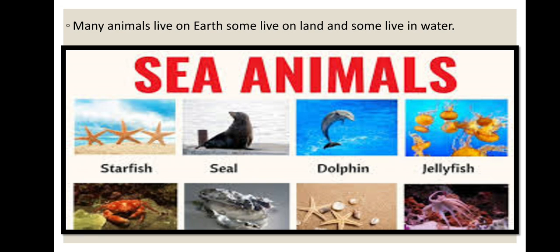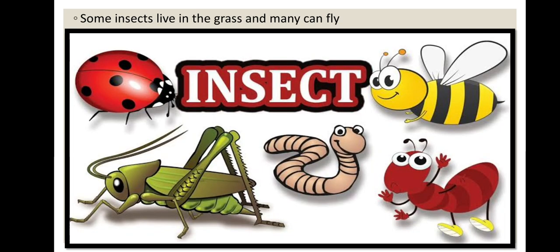The animals which live in water are called aquatic animals, and they adopt special features which help them to stay in water. They have gills to breathe and fins to swim. Some insects live in the grass and many can fly. They have 6 legs which help them to move, and they have wings to fly.